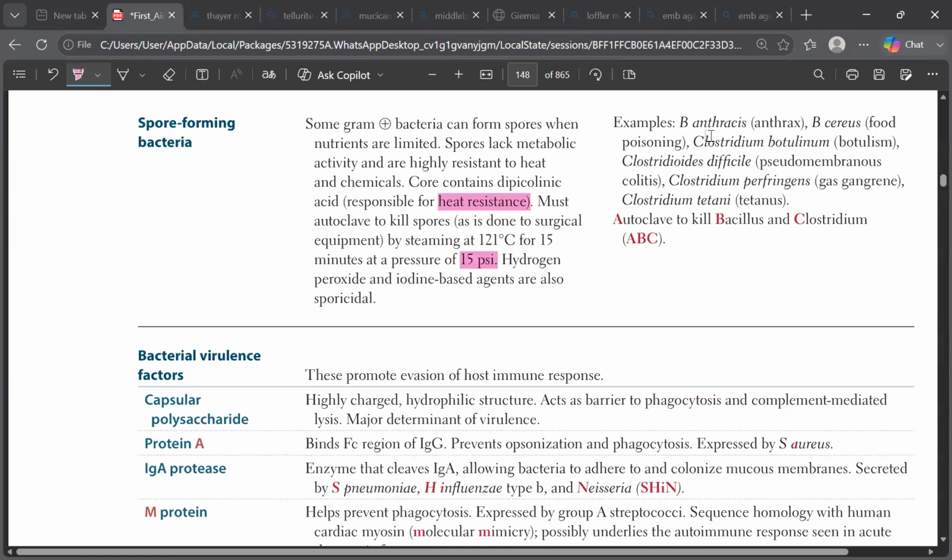So the examples are B. anthracis that causes anthrax, B. cereus that causes food poisoning, Clostridium botulinum that causes botulism, Clostridioides difficile that causes pseudomembranous colitis.